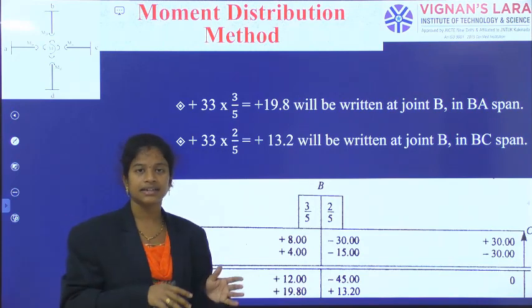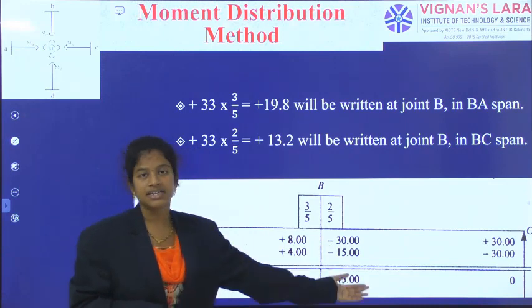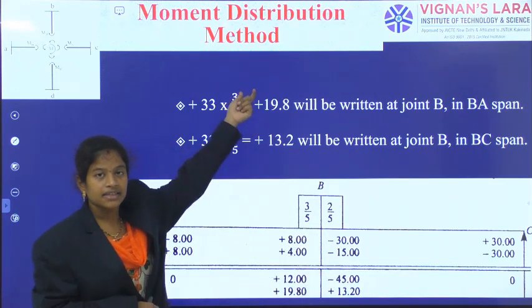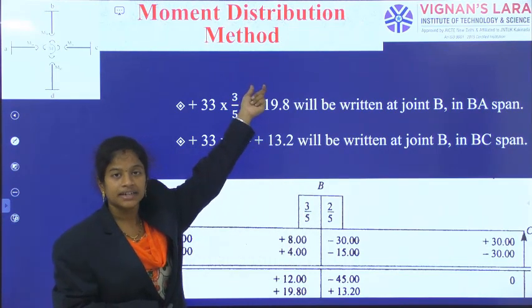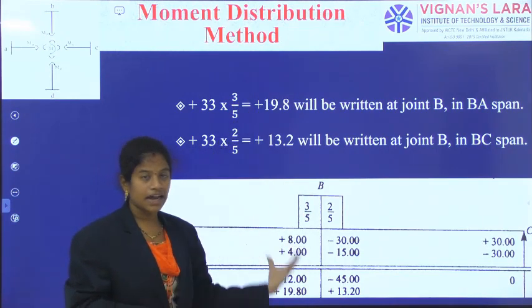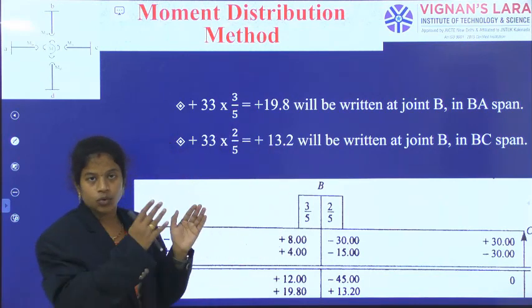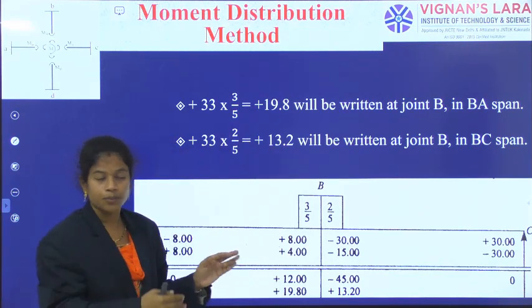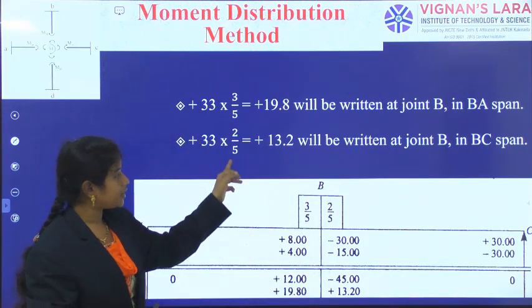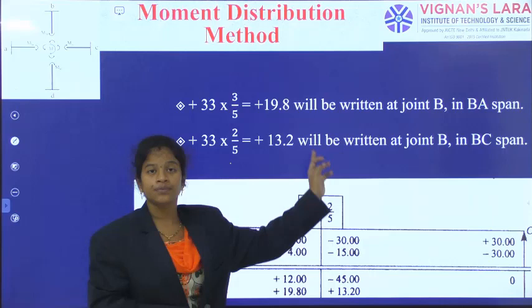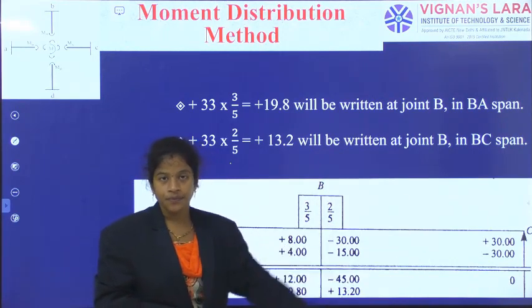For balancing that, plus 33 is added, and that 33 is distributed, some part here and some part here. In the plus 33, 3/5 of plus 33. So how is the distribution factor there? That quantity into 33 has been given here, and that value we should write here. And in the same plus 33, a 2/5 portion is coming here. That answer I have written here. So 33 into 2 by 5 is equal to 13.2, and it will be written at the joint B towards C, so the BC span. Okay.